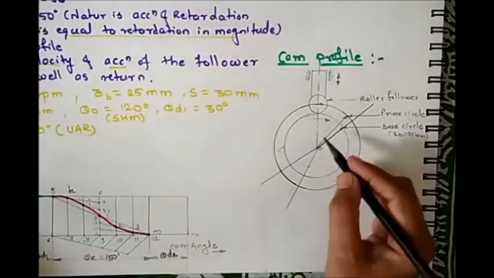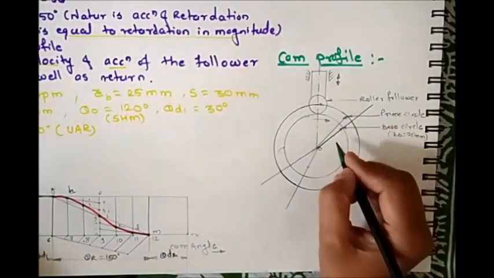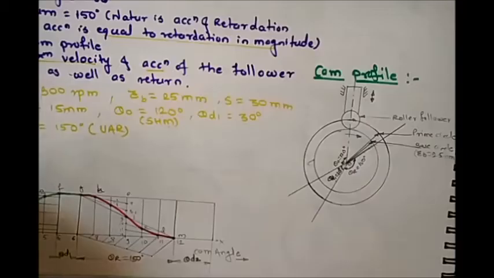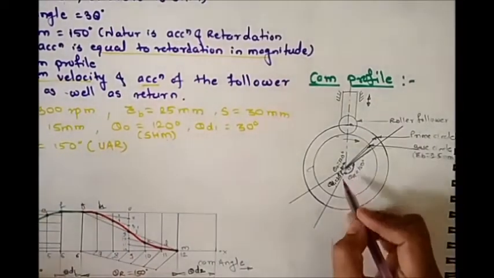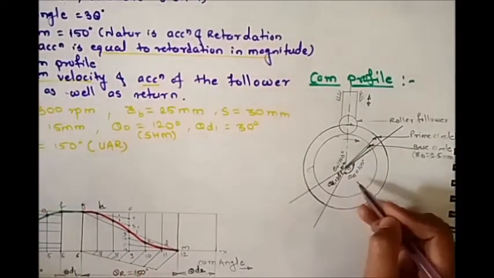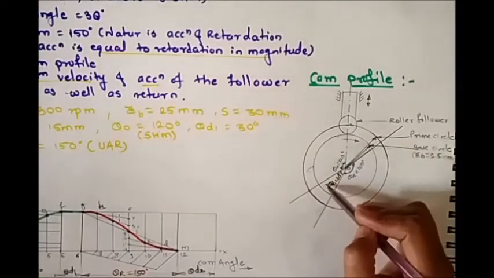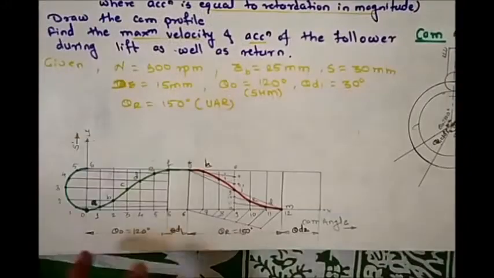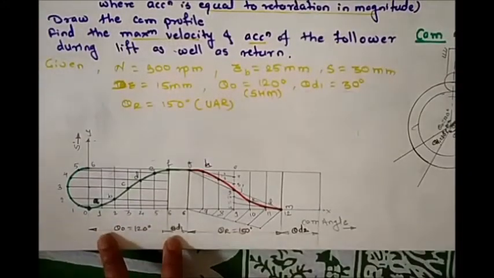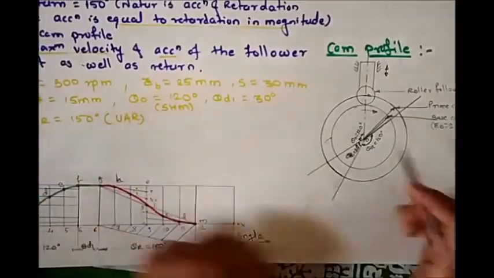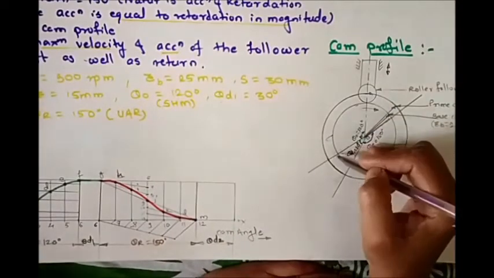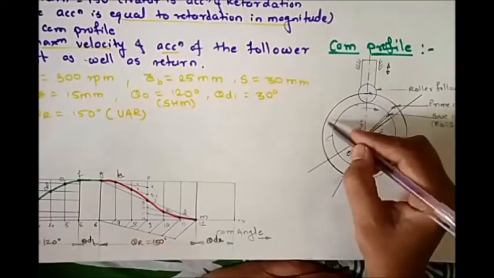So again, draw a line from that 150 degree. Here we mention the angles theta O, theta D1 and theta R. Now, as we divided this outstroke angle in our displacement diagram into 6 equal parts, we are going to divide this outstroke on this circle, that is on the prime circle.